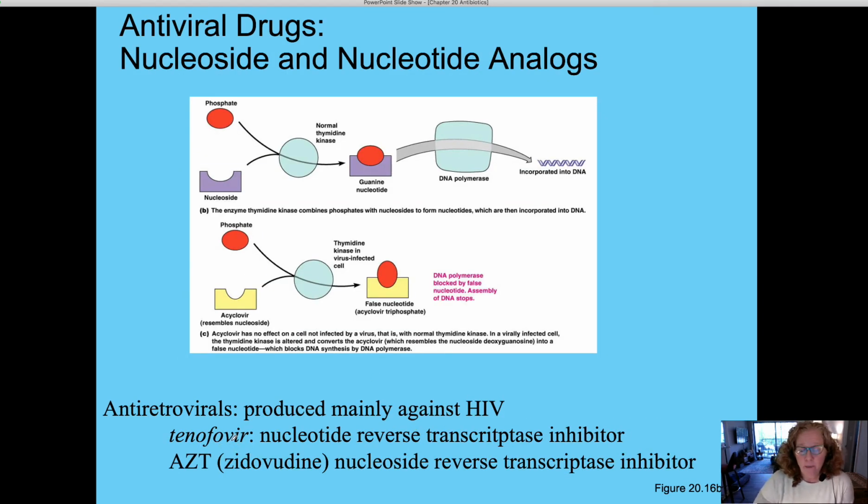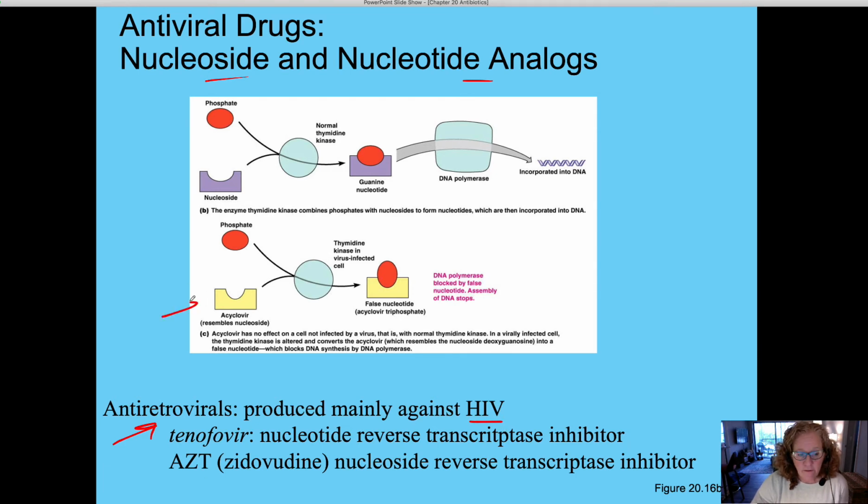Antiretrovirals have a couple of extra targets. Remember I said HIV, for example, has the ability to bring some of its own enzymes with it. And in this case, there are other nucleoside or nucleotide analogs, and antiretrovirals are often targeted against HIV in particular.